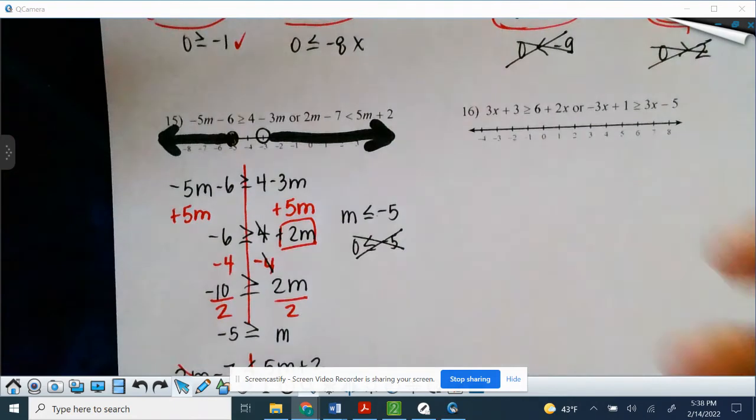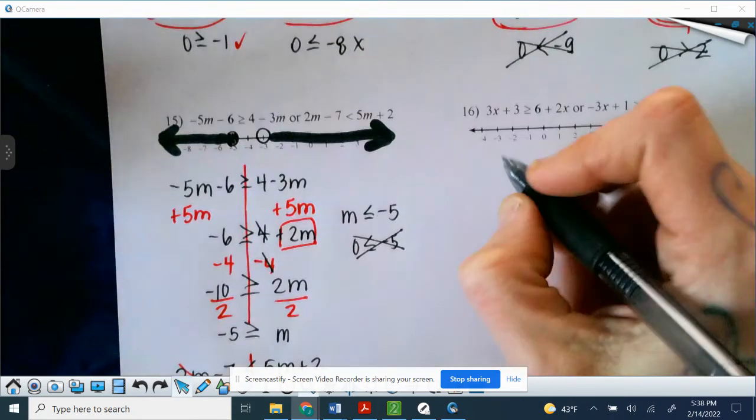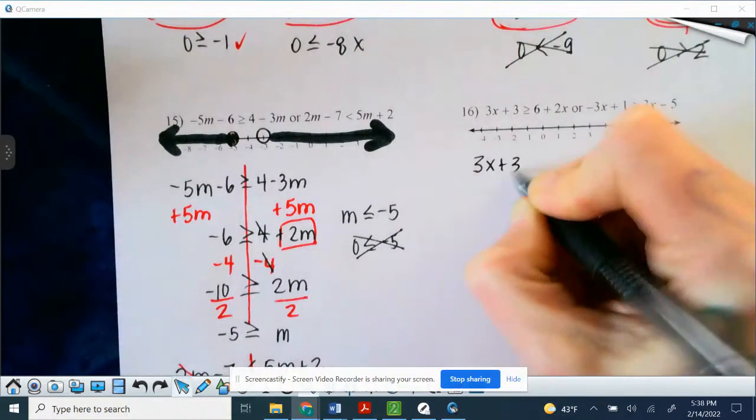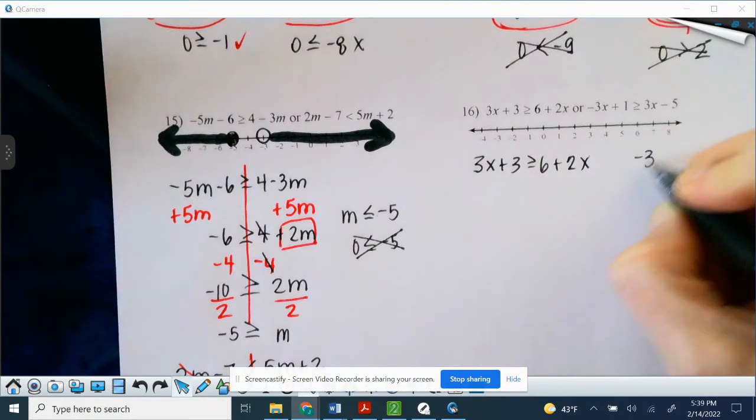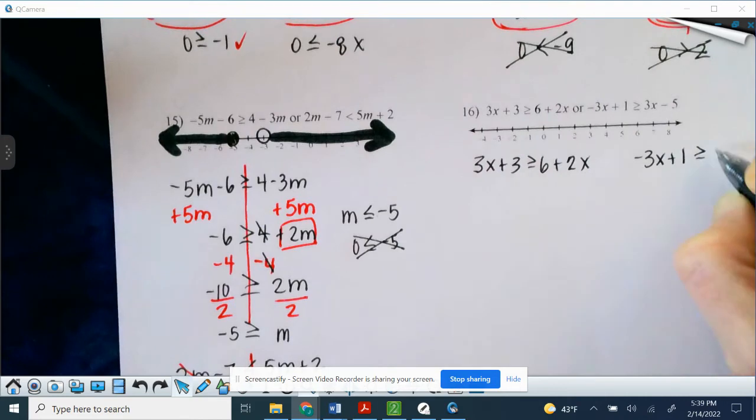Okay, number 16. Pause your video. Try it. It doesn't hurt to mess up now. And you have to mess up. You have to mess up a little bit. You have to figure out where your oopses happen. Because if you don't find out where your oopses happen, you can't fix them.